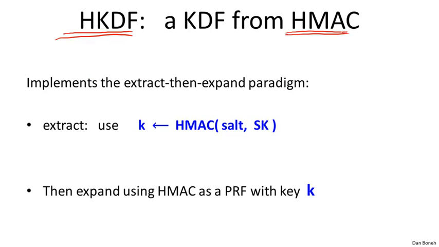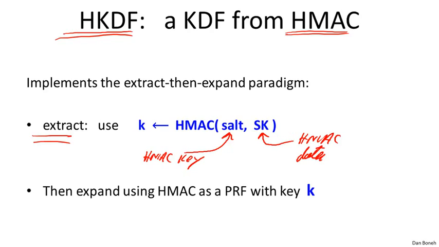So let me explain how this works. In the extract step, we're going to use our salt, which you remember is a public value, just generated at random at the beginning of time, and we use this salt as the HMAC key. And then the source key we're going to use as the HMAC data. So we're using a public value as a key, and nevertheless, one can argue that HMAC has extraction properties such that when we apply HMAC, the resulting key is going to look indistinguishable from random, assuming that the source key actually has enough entropy to it. And now that we have the pseudo-random key, we're simply going to use HMAC as a PRF to generate a session key, as many bits as we need for the session keys.